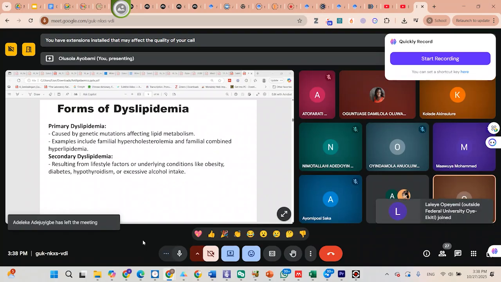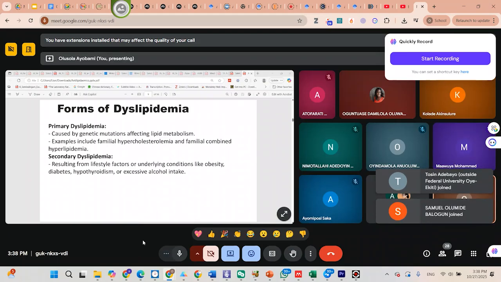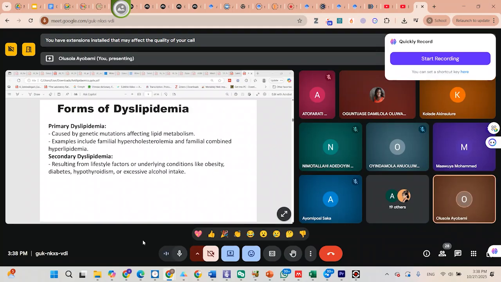Here we'll talk about things like familial, which in the literal sense means it runs in the family. The familial hypercholesterolemia, familial combined hyperlipidemia. So this is a primary form of dyslipidemia. Then the secondary form is the one which is caused by lifestyle factors and some underlying disease conditions.